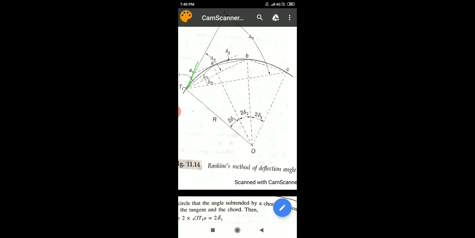Next, T1 is the point of curve, and A, B, C, etc. are points on the curve. These are also points of the curve, and they have corresponding deflection angles delta 1, delta 2, delta 3. Respectively, delta 1, delta 2, delta 3 are the deflection angles corresponding to points A, B, C. Okay, we will start the derivation.